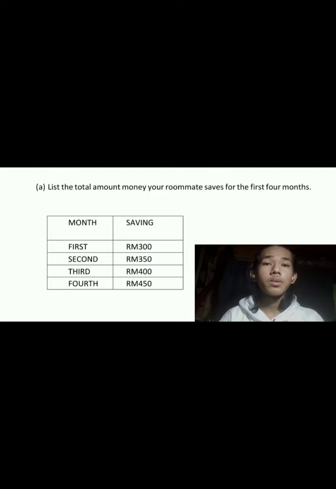Okay, let me continue with question number 2A, which is to list the total amount of money your roommate saved for the first 4 months. We look at the table. First month, my roommate saved RM300. Second month, he saved RM350. Third month, he saved RM400. Fourth month, he saved RM450.